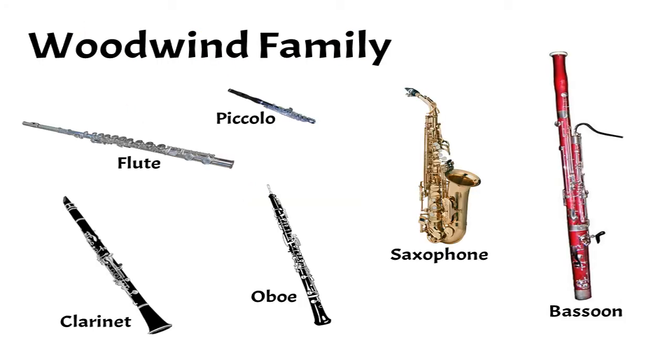Look at this picture here. Woodwind family, that means different types of woodwind instruments we can see in this picture. Saxophone, flute, many we can see. So all these instruments come under the woodwind family.